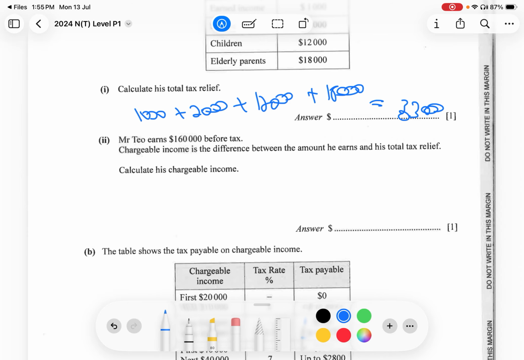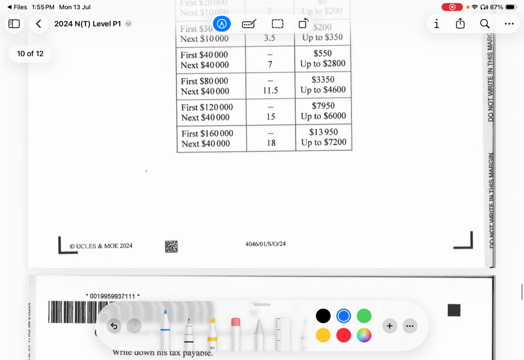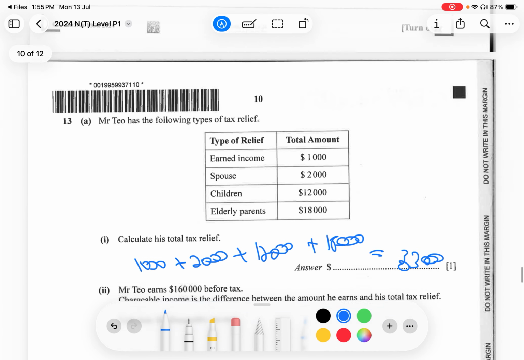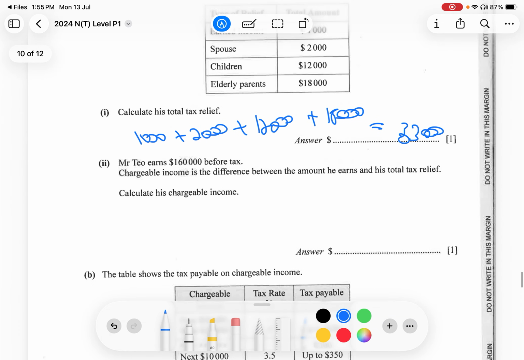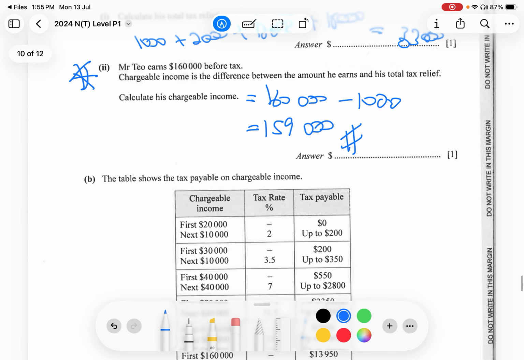So what is the chargeable income? Total tax relief. Let me see. So I assume his chargeable income is just this 160. He earned this amount. His tax relief is only 1,000. 159,000. This could be the answer. You can check again for this question.